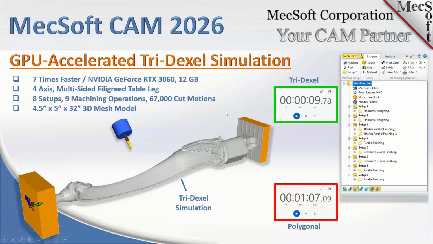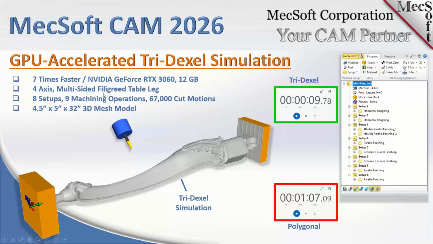So it's even faster in 4-axis. In this example, we have a chair leg with some filigree. This particular model is a mesh model, and again, it depends on the resolution, the tolerance that you can set on the TriDexel model. In this particular instance, it was 7 times faster. So we had 1 minute versus 10 seconds. It was almost instant to simulate all of these operations that you see here in the machining job, all of these indexed 4-axis operation types.